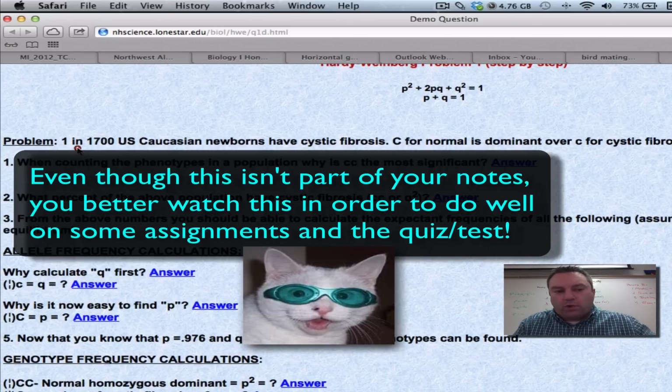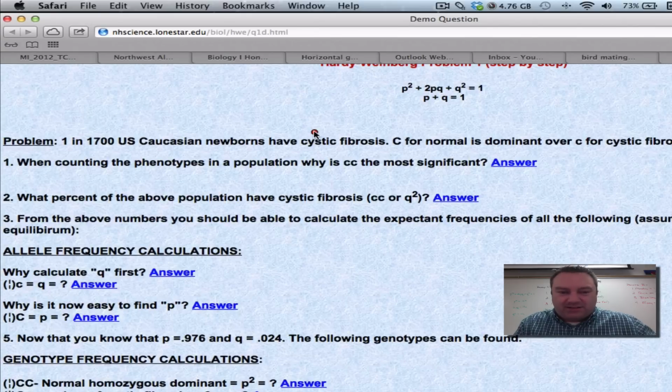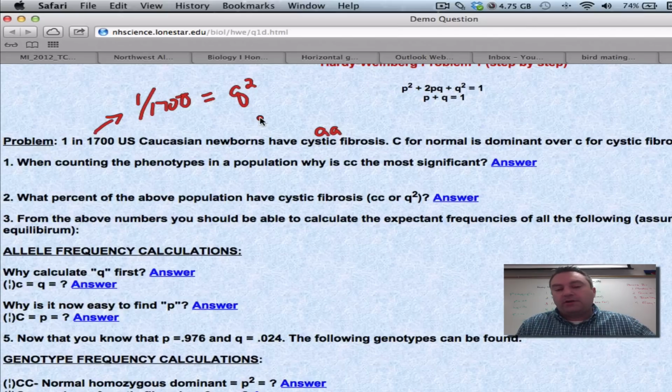All right, so 1 in 1,700 U.S. Caucasians have cystic fibrosis. Well, cystic fibrosis is a recessive trait. Now, they tell us to use C's. I don't like to use C's. They look the same, okay? So really what we need to do is, now we know the frequency of the recessives in our population. So remember that the cystic fibrosis, this 1 over 1,700, that's equal to Q squared, because Q is equal to our recessive traits, all right?